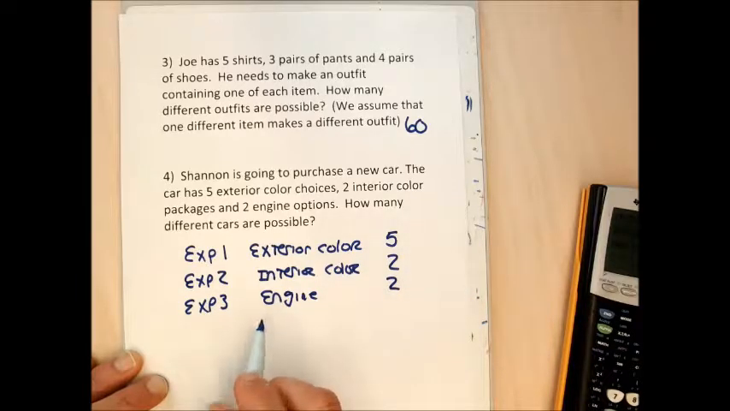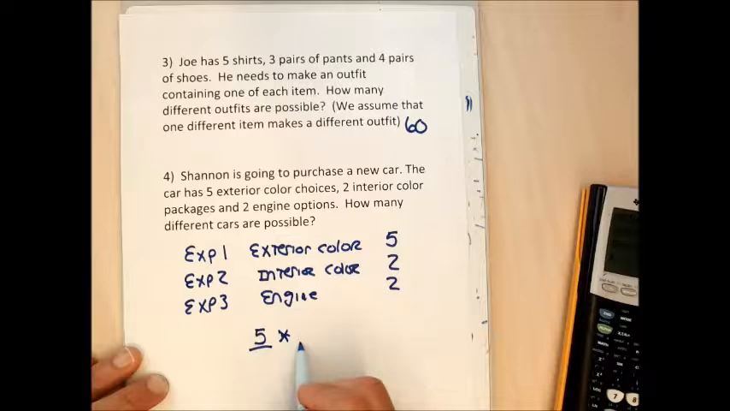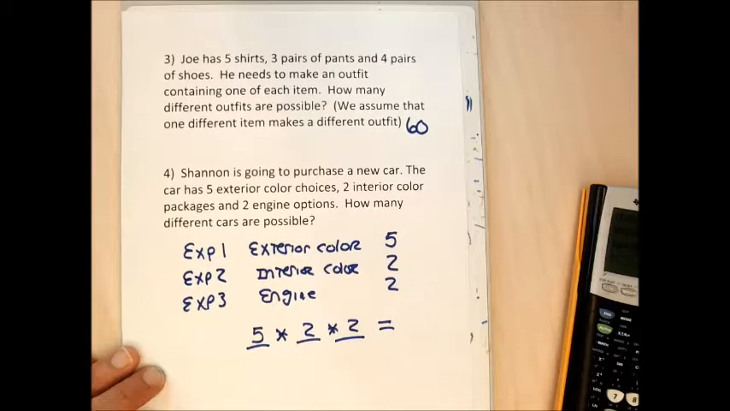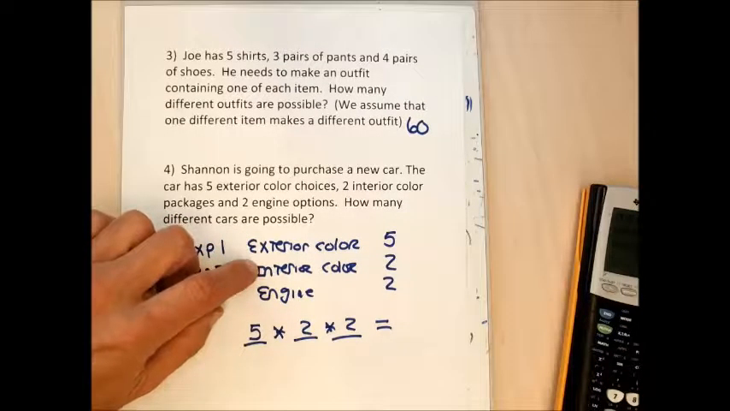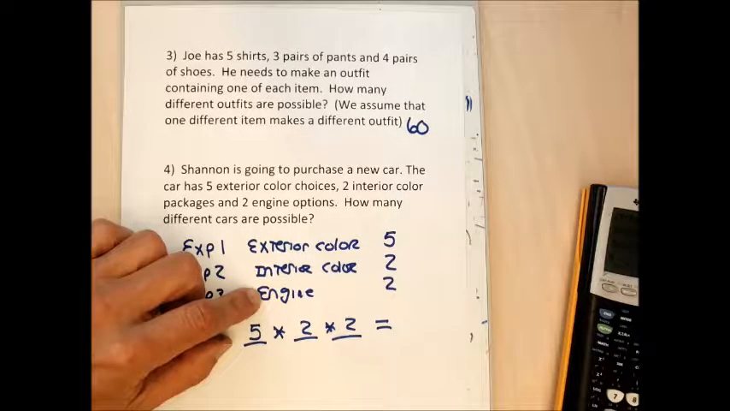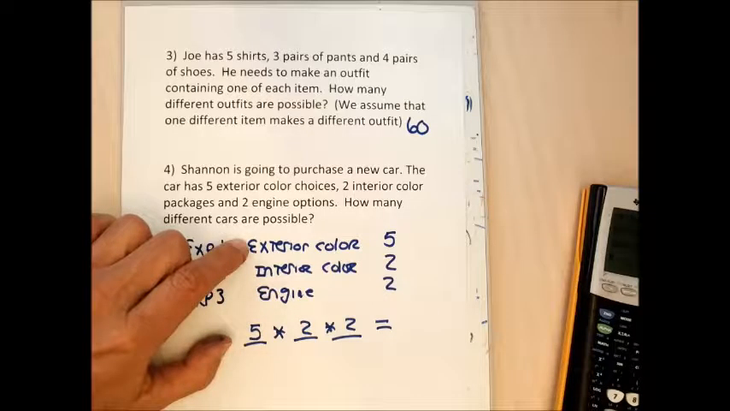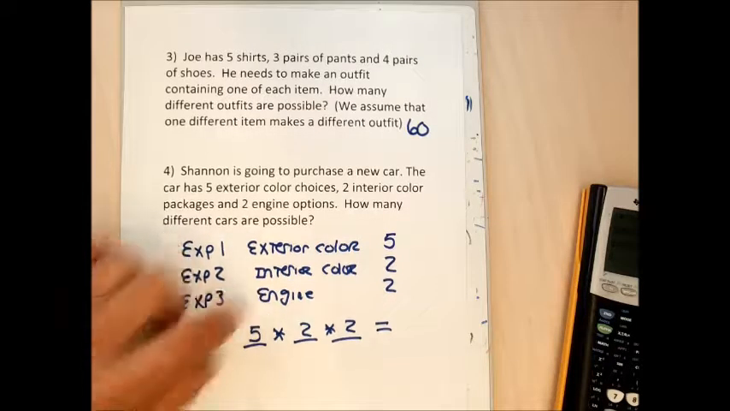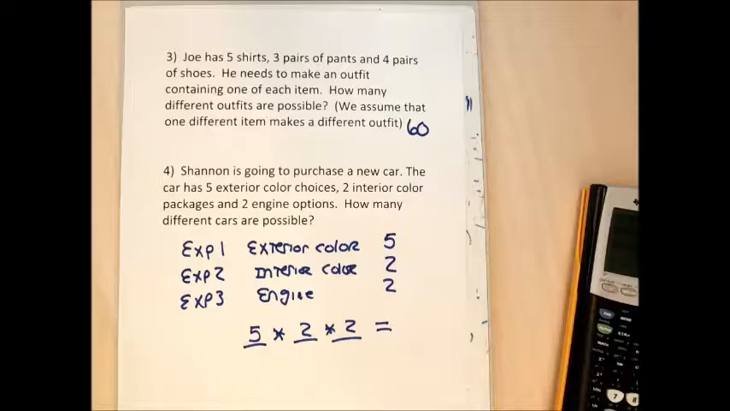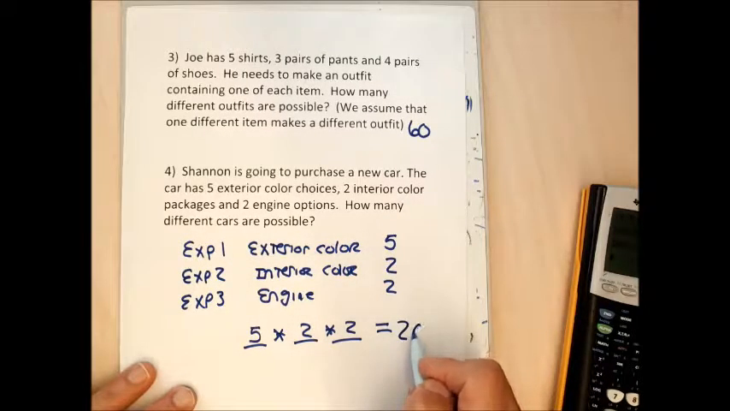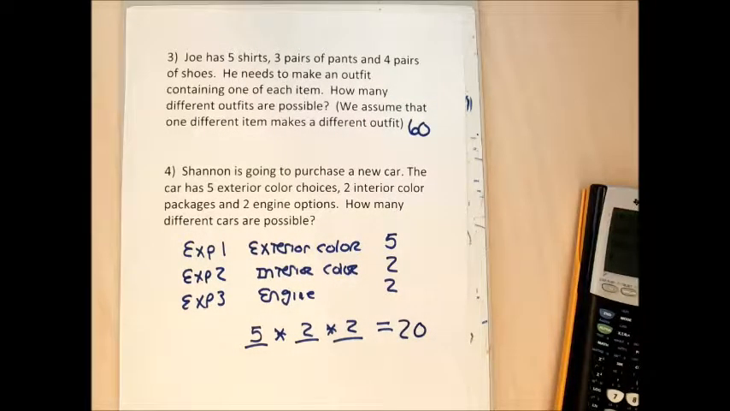The counting principle says if I do 3 successive experiments, and I know the number of outcomes for each experiment, I can just multiply those numbers together to get the number of possible outcomes, or in this case, how many different cars. And again, if I have a red car with a gray interior and a 6-cylinder engine, that's different than having a red car with a beige interior and a 6-cylinder engine. It has one difference, it's counted as a different car, and that will give me 20 different outcomes.